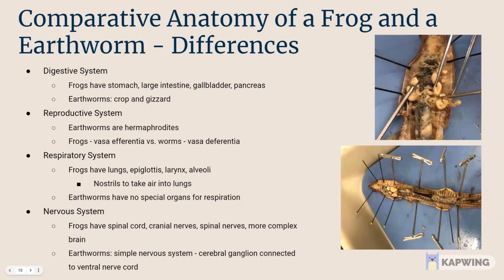For the nervous system, frogs have a spinal cord, cranial nerves, and a more complex brain than earthworms. And earthworms have a very simple nervous system, which contains a cerebral ganglion connected to a ventral nerve cord that spans through the length of their entire body.